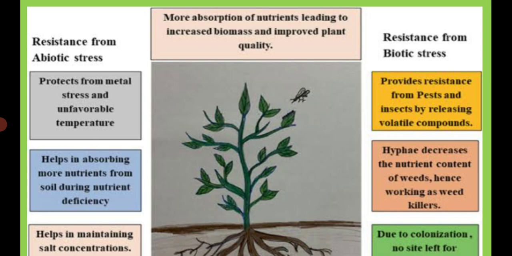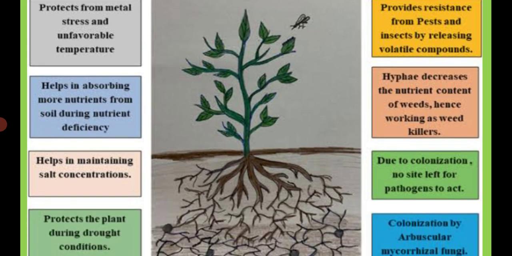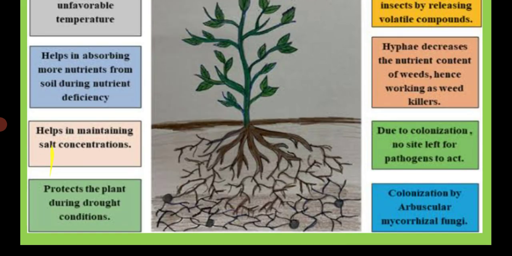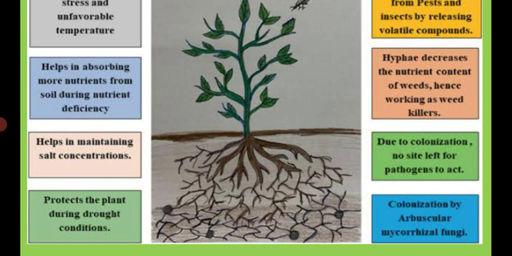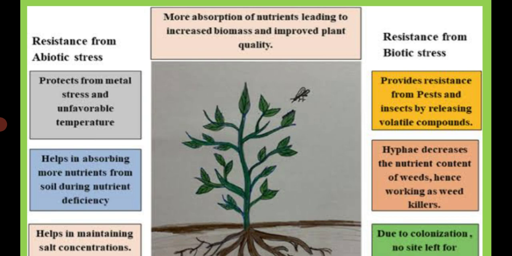The arbuscules give resistance to a plant towards a number of abiotic stresses. They protect a plant from metal stress and unfavorable temperature. They help in absorbing more nutrients from soil during nutrient deficiency or at the time of starvation. The arbuscules help in maintaining salt concentration. Arbuscules protect the plant during drought conditions. These are the abiotic stresses.